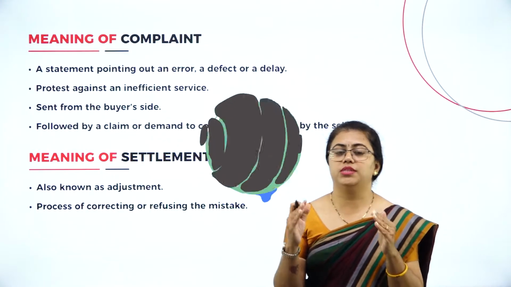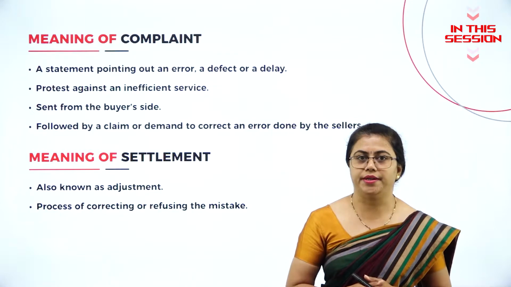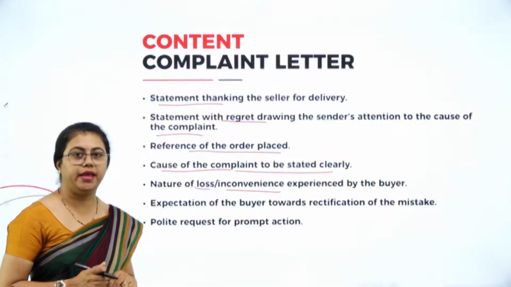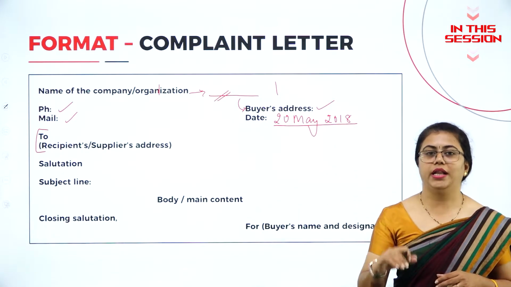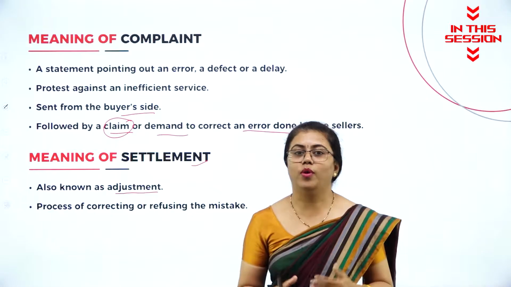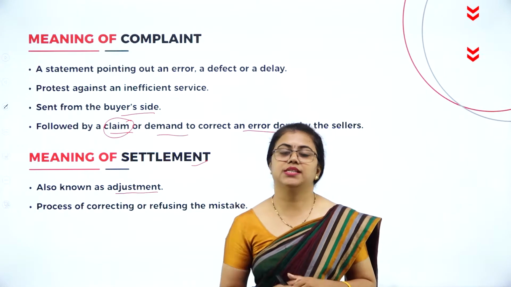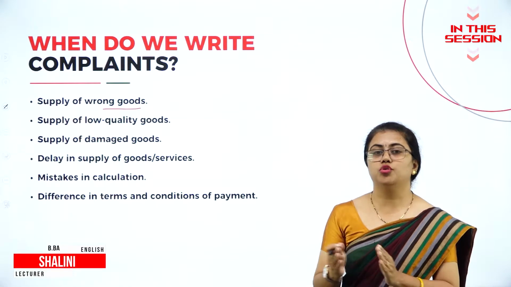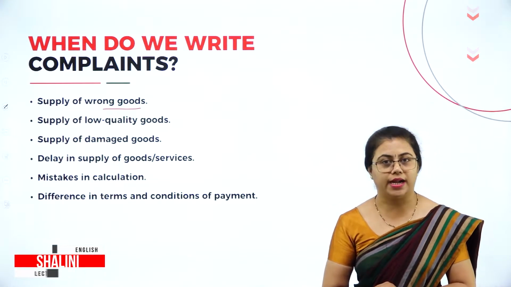We are pointing out some mistake of the supplier or maybe the service provider. Nature of loss or inconvenience experienced by the buyer. This is a formal letter you are writing, so make sure you are writing official address only. How well the buyer identifies it and how well the supplier corrects it. So this is nothing but a settlement. Whatever the buyer has requested for, those goods are not supplied. There is a wrong supply of goods. Maybe that is an issue.